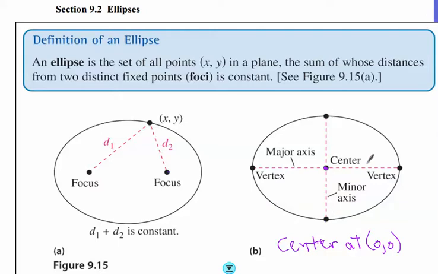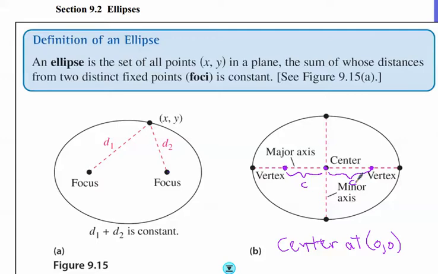So from the center, let's go ahead and draw the foci back in here. Foci is plural for more than one focus. And those are defined as being c units away from the center. So if the center is at the origin, then this would be plus and minus c comma 0.